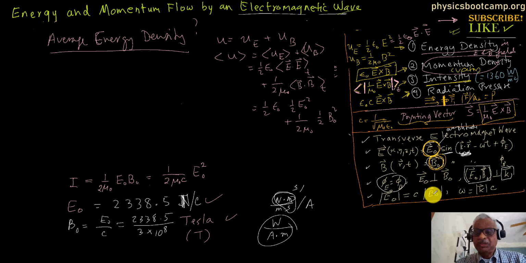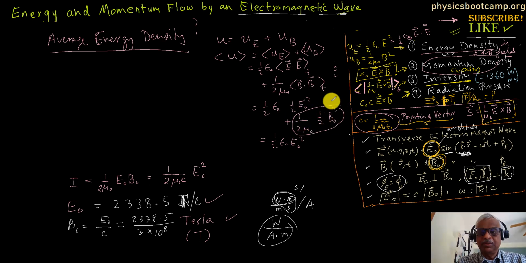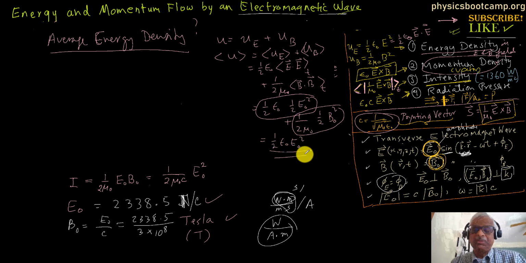And because E0 and B0 are related through mu naught and c, we can write this together, and you can show that this is half epsilon naught E0 squared, because this will turn out to be equal to that. So two of these added up becomes like that. Now, we know the average is going to be like this, and you can see the intensity formula was like that too. So I can actually try to write intensity in that form.